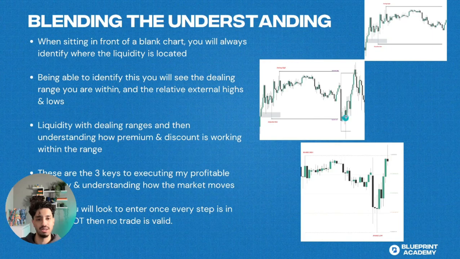For the high probability trade setups to form, we want to see the market take out one side of the dealing range. So as you can see, we take out the dealing range low and we take out the sell side liquidity. So with this understanding of your dealing range and your external liquidity, this is where your understanding of premium and discount comes into play.